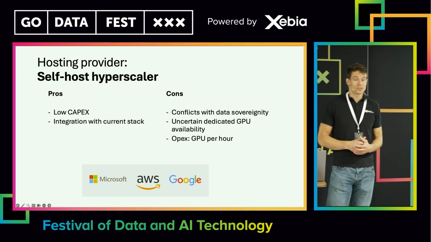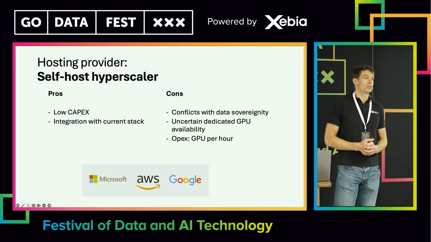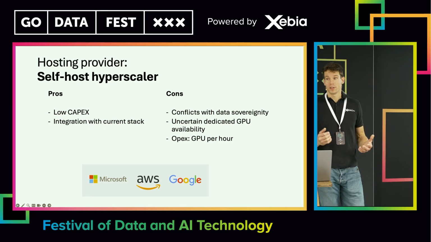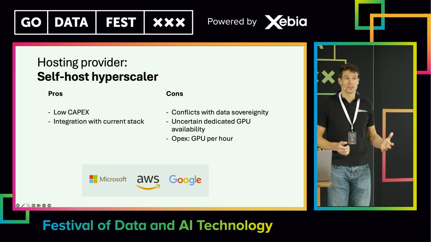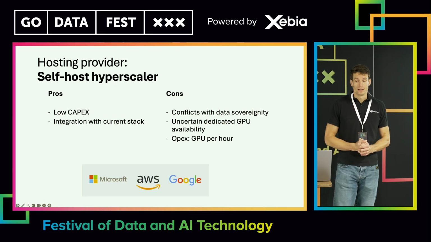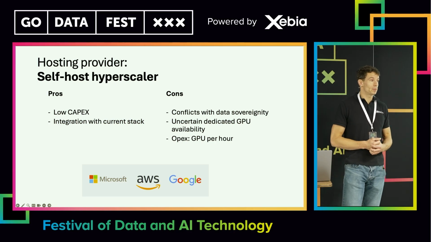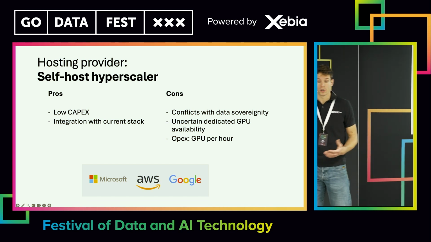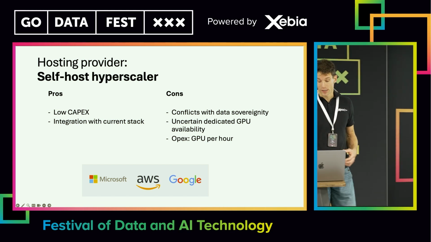The downside is it can conflict with your data sovereignty needs. Also, the availability of GPUs can be uncertain with these providers. And because they are hyperscalers, they typically offer these GPUs at a premium. So your operational expenses can get quite expensive quickly.